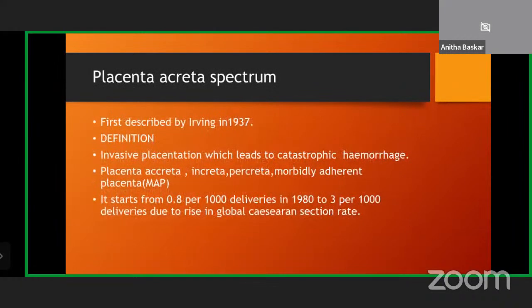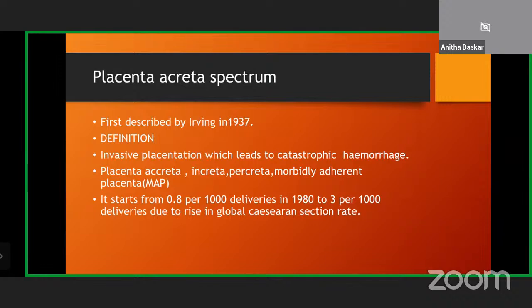What are a few messages about the placenta accreta spectrum? Nowadays, placenta accreta is an increasing trend. Mainly, it was first described by Irving in 1937.